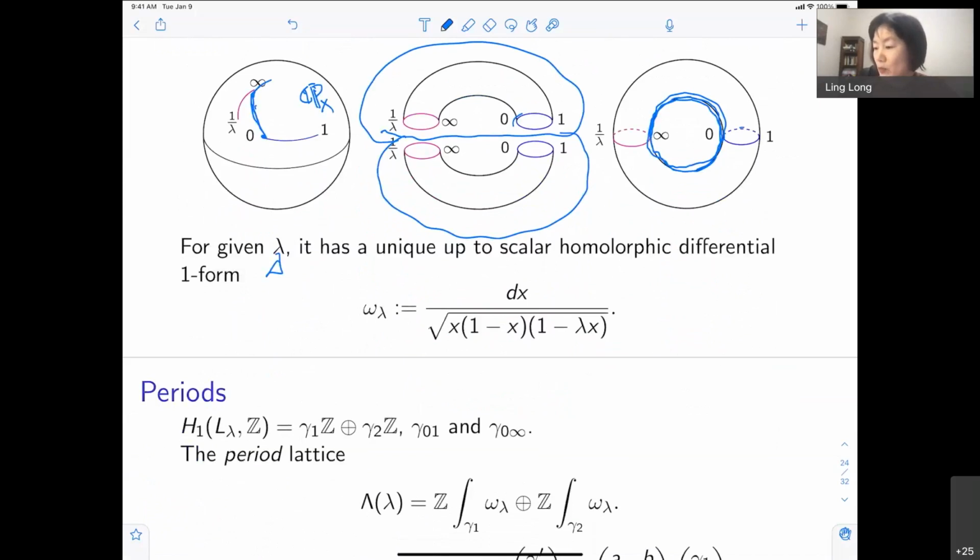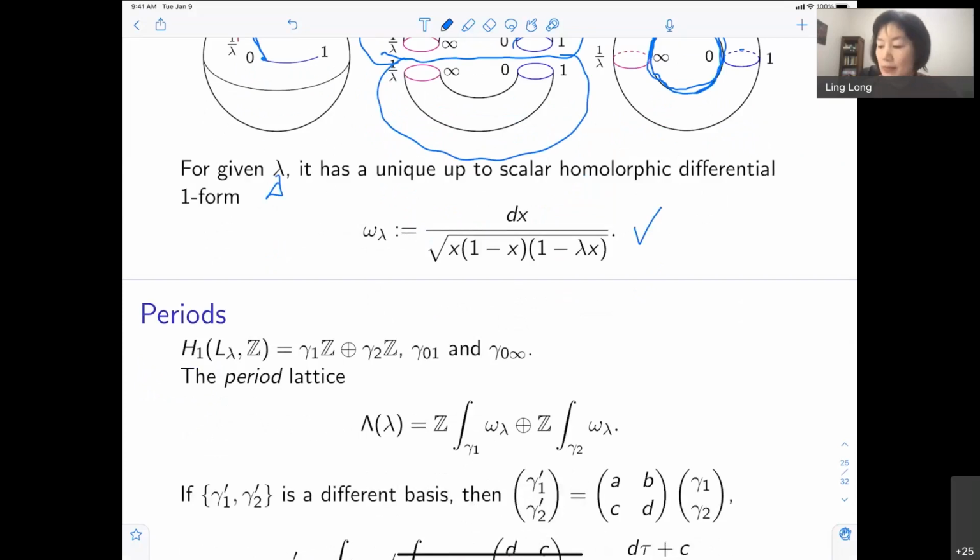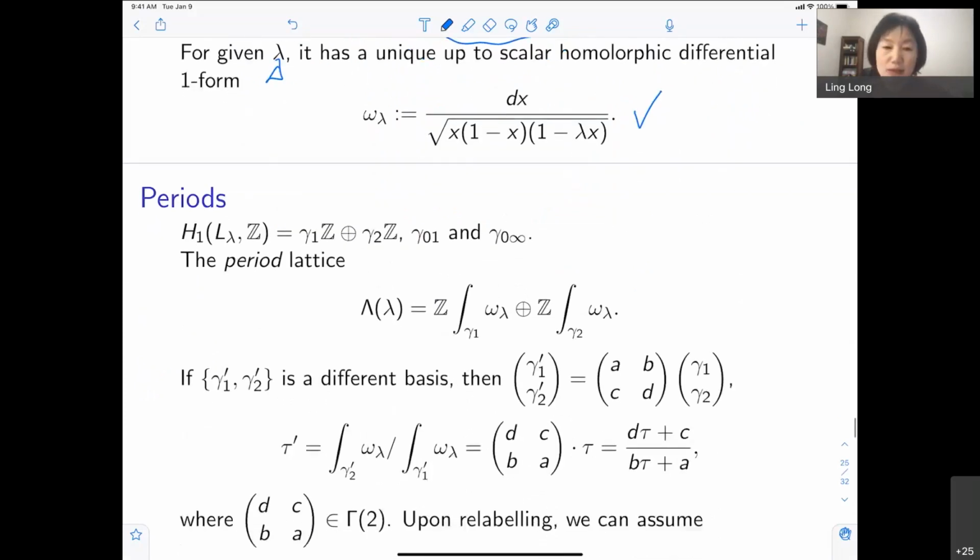With that, you have the holomorphic differential form, and you have the first homology group. You can look at the period matrix, the period lattice. The period lattice will be the Z-span of the integrals of your holomorphic differential form along the 2 generators. You do the linear span.